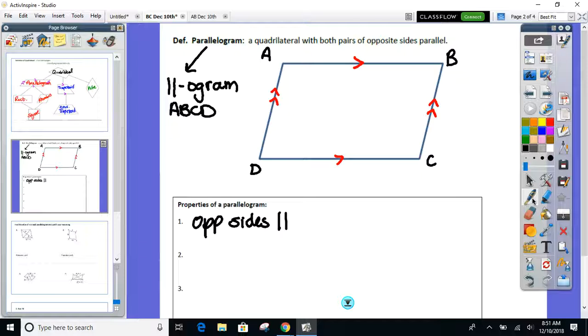What do you got for me? What's another property? Wouldn't A and B be supplementary because they're same side interior angles? That is true. And let me keep going around because it's not just A and D that are supplementary. A and D are supplementary, A and B are supplementary, B and C are supplementary, C and D. So the name I have for those angles: consecutive angles are supplementary. Two angles in a row are supplementary.